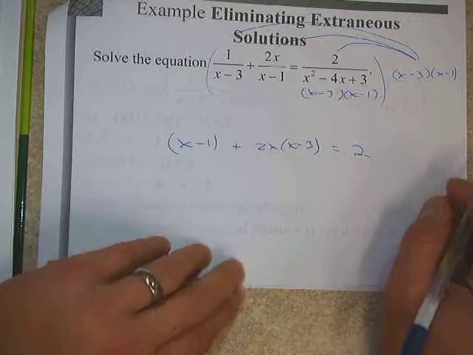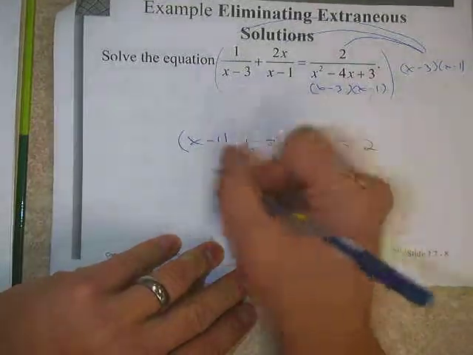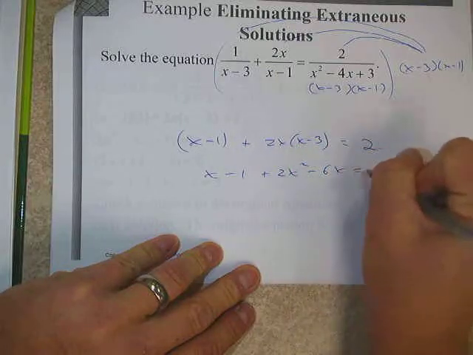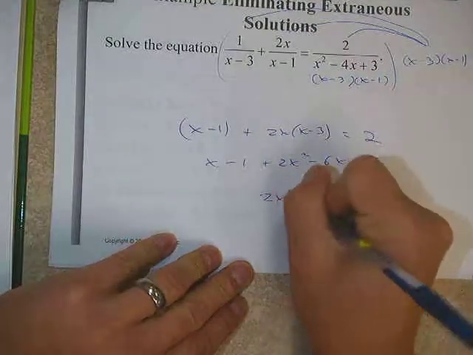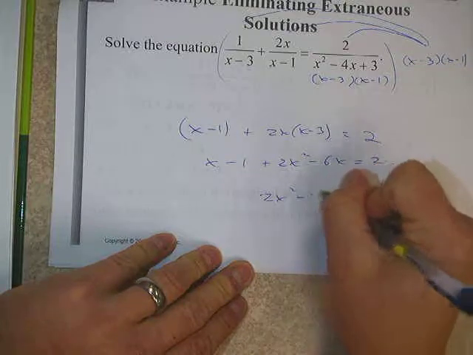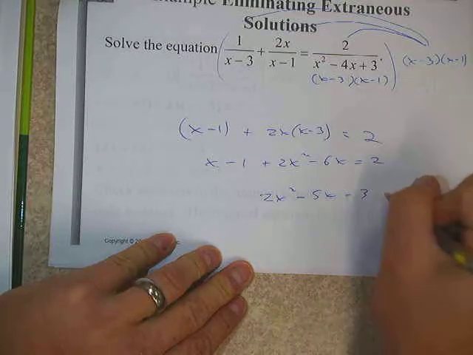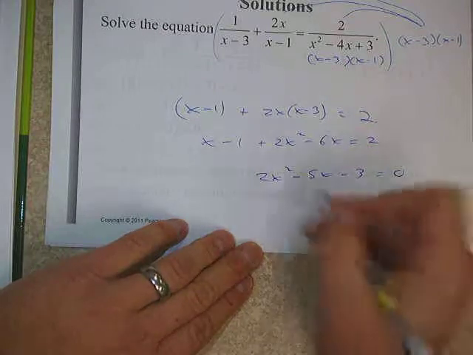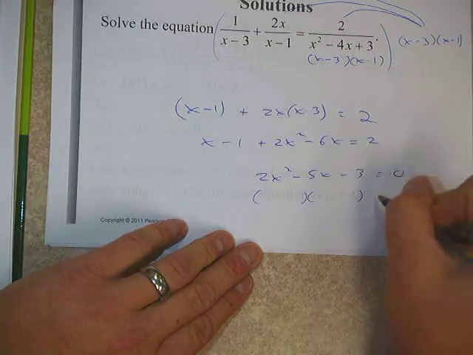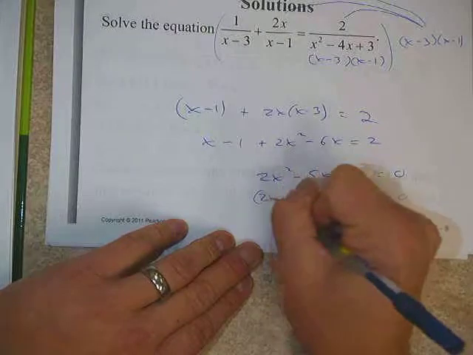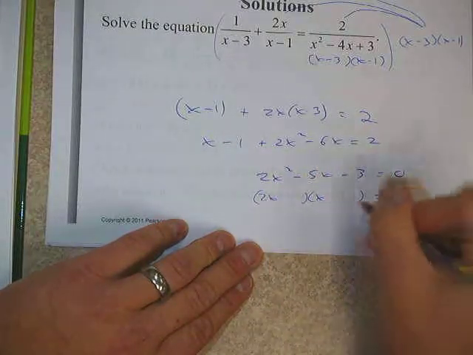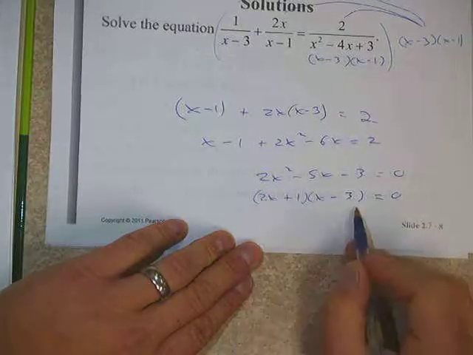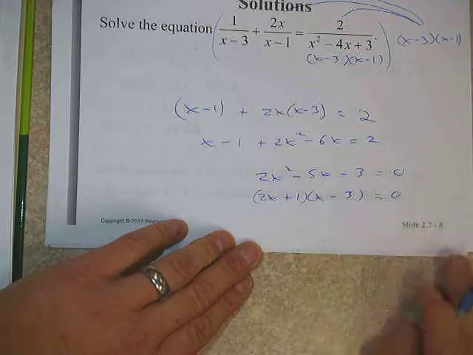And then on the right hand one, this stuff and this stuff will cancel out completely, and we'll just get simply 2. So again, that technique of multiplying by the common denominator clears all the fractions at the same time, which is the whole point. And then at this point, we got x minus 1 plus 2x squared minus 6x equals 2. Quadratic again, so 2x squared minus 5x, and then minus 3, if we get everything on the same side and combine the like terms.